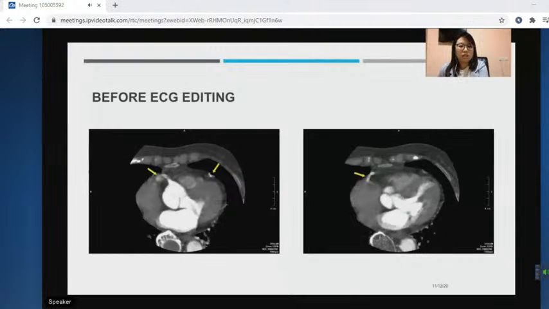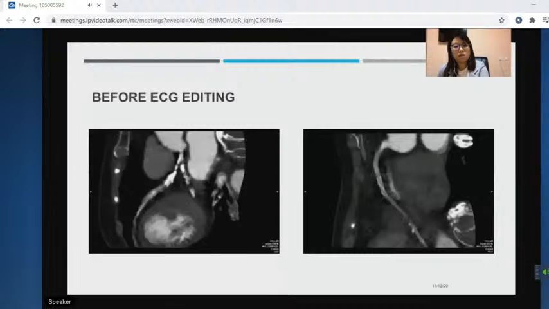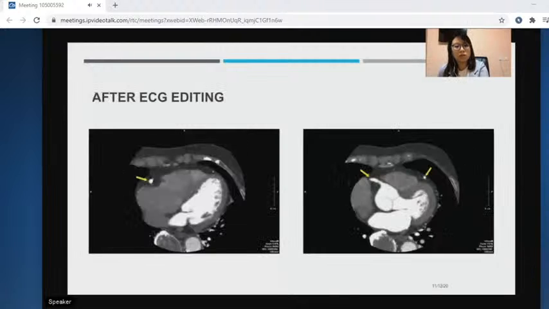You can hardly tell how well the vessels are in the LAD, LCA and the RCA. Even on the CPR, we can't see anything. But after some time, we did the editing, and we can see the LAD caliber and also most of the RCA.